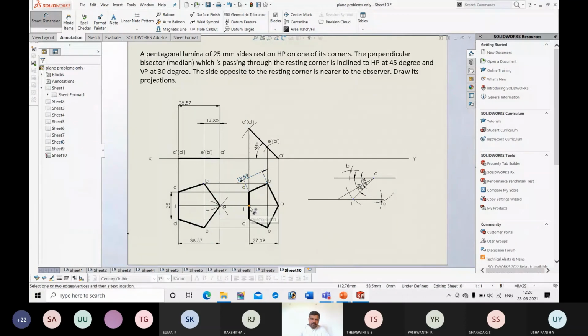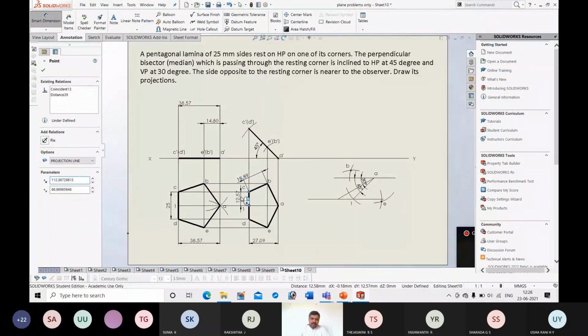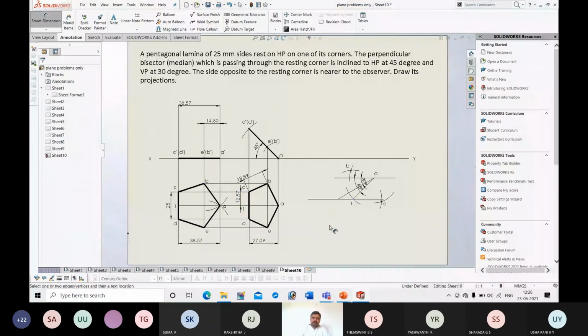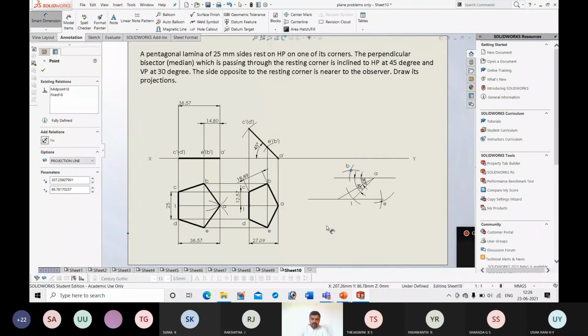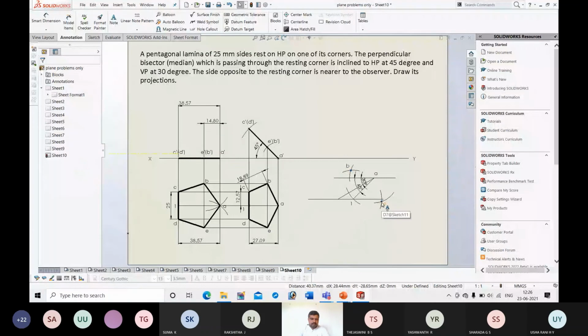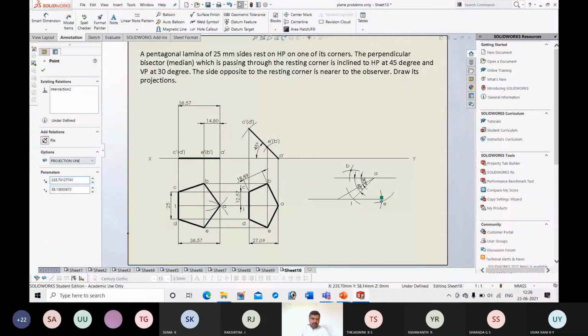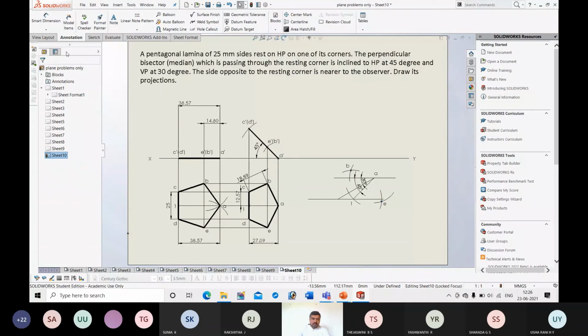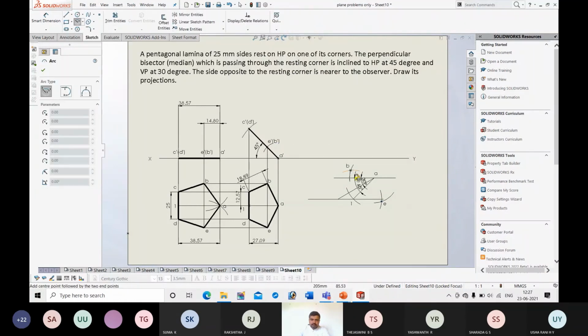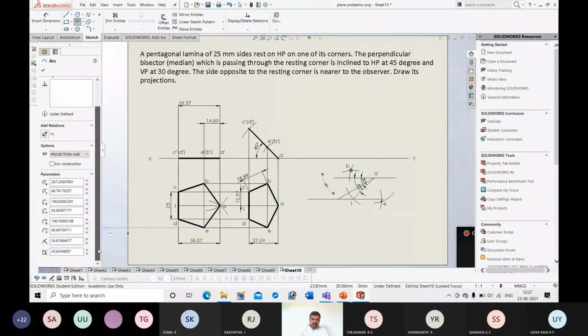Okay, and distance between 1 to C. Okay, now, okay, B as center and B to C radial distance as radius. Okay, I will cut an arc. I will draw an arc. 18.89.